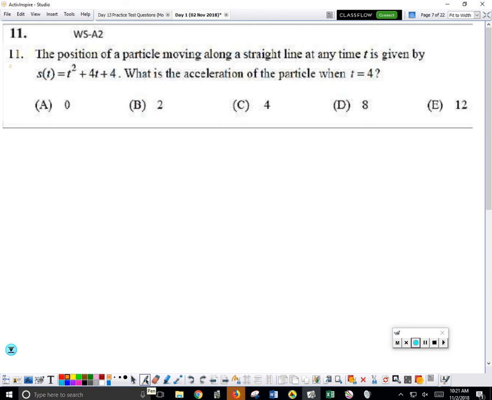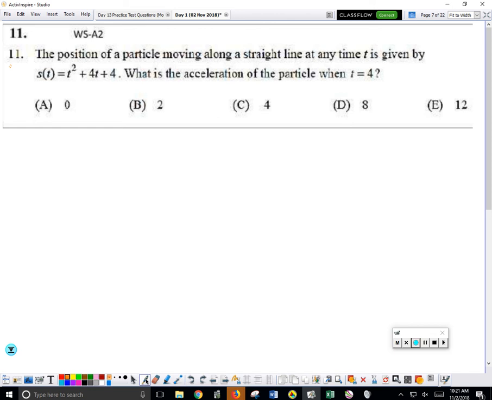Who has an idea of what we should do? There we go. Nothing new to teach you here, just things to remember. Let's try Ellie. There's acceleration. Oh, sorry. My bad. No, go ahead, Ellie. Wouldn't you find the second derivative?